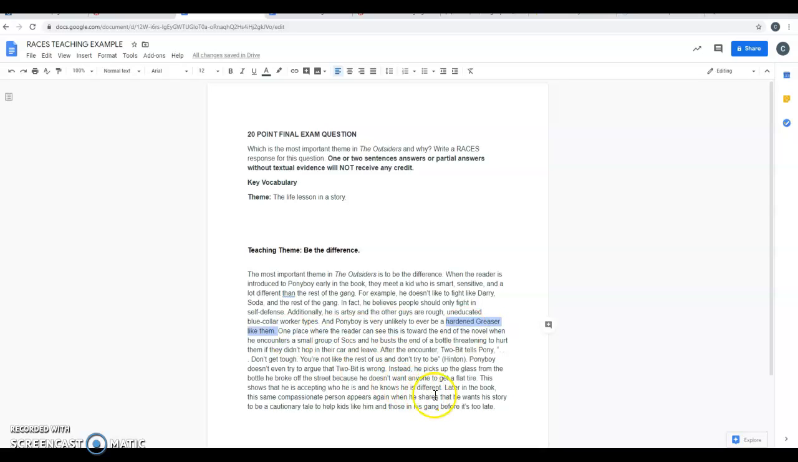Kind of crazy, right? And then later in the book, the same compassionate person appears again, meaning Pony, when he shares that he wants his story to be a cautionary tale to help kids like him and those in his gang before it's too late. Because after all these events that have transpired, think about how many people he lost in just a very short amount of time. And he starts to realize that violence is not the answer. Too many people are dying around me. This needs to stop, and I need to help others too.